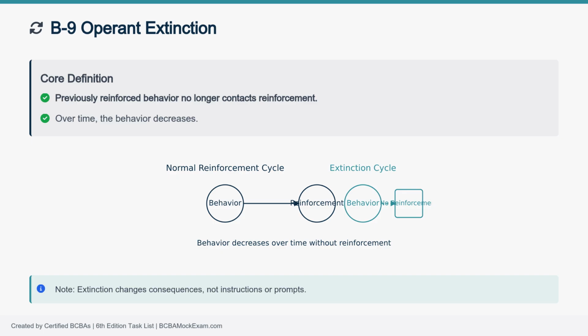B.9 shifts to extinction, which students often confuse with punishment, but which is conceptually distinct. Operant extinction occurs when a behavior that has historically produced reinforcement no longer contacts that reinforcement, and as a result, over time, the behavior decreases. Nothing new has to be added or taken away. Instead, the previously available reinforcer is now consistently withheld when the behavior occurs. The slide also reminds you that extinction is a change in consequences, not just a change in instructions or prompts.